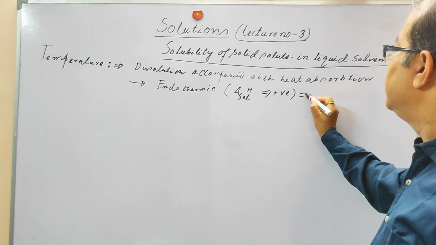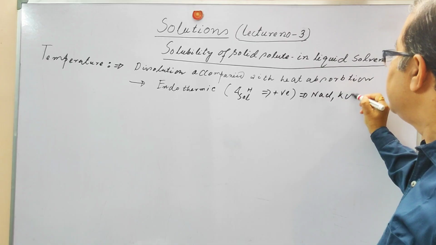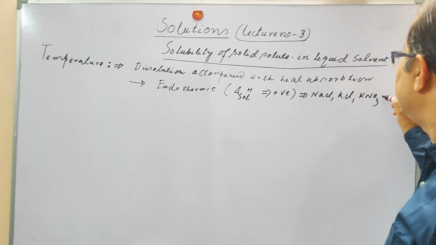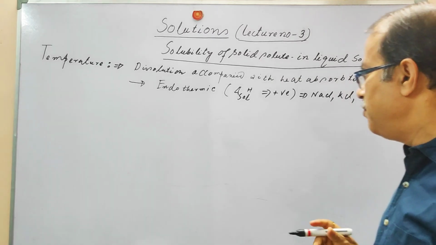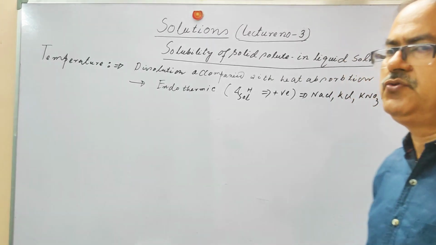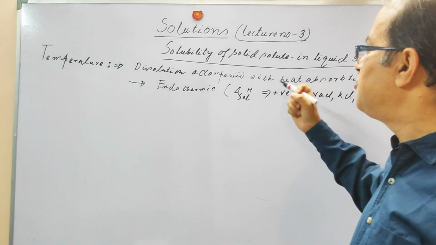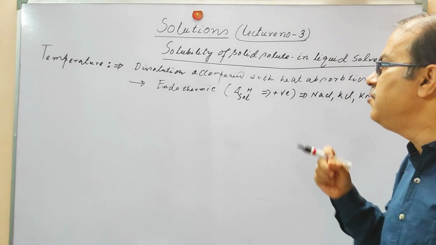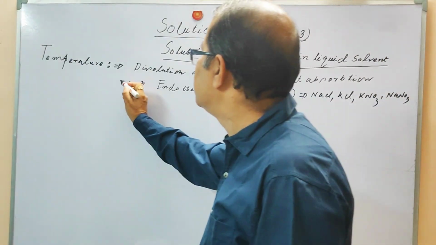Example: suppose NaCl, KCl, KNO3, NaNO3. All those substances, when you dissolve them in water, will absorb energy. That is why the dissolution of these substances in water is endothermic. And this is case 1.